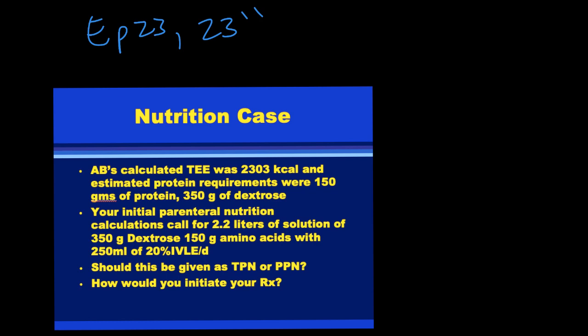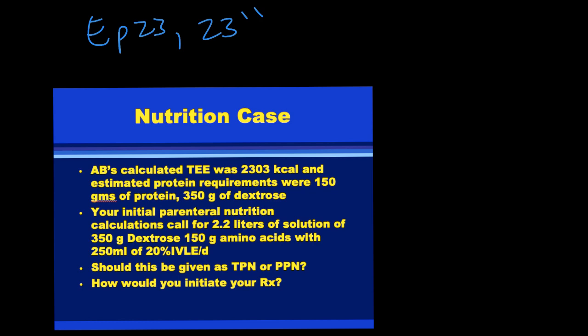Anyways, let's get started. Okay, so AB is a patient we've been working on forever. His calculated total energy expenditure was 2303 kcals, and his estimated protein requirements were 150 grams of protein with 350 grams of dextrose. Our initial parenteral nutrition calculations required 2.2 liters of solution with 350 grams of dextrose, 150 grams of amino acids, with 250 milliliters of 20% IV FE per day. Should this be given as TPN or PPN?